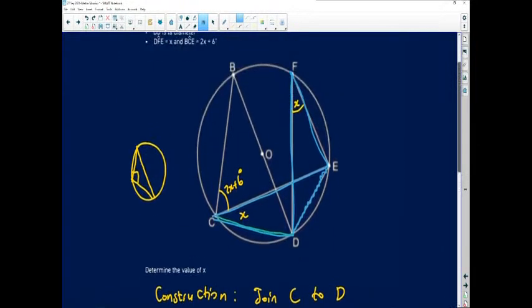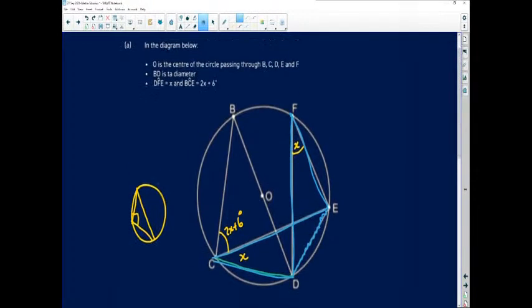So what is the lesson from this? Do not be scared to construct. In this case, the diameter was useless without that construction.